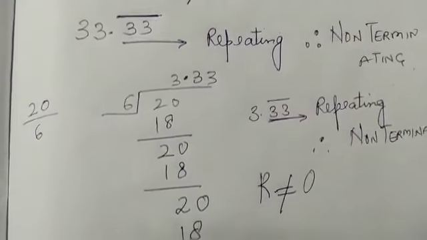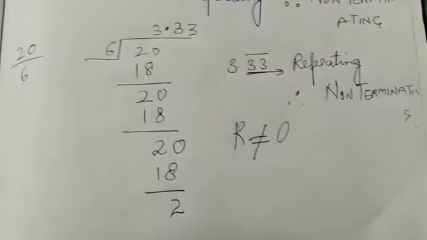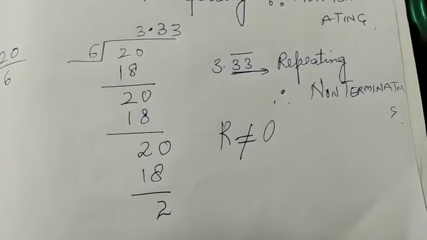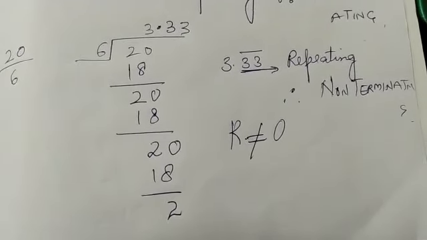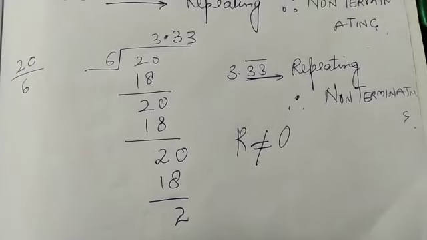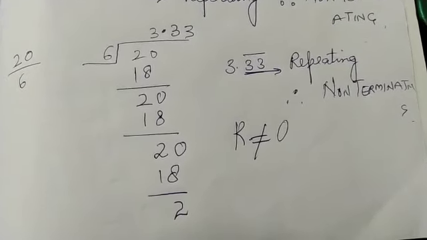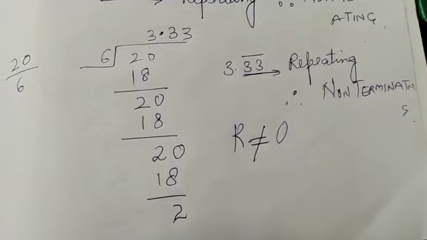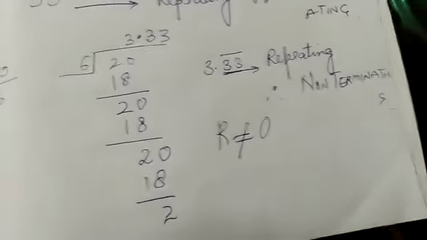We can see one more example. See here 20 upon 6. You divide 20 by 6. You will observe that we are getting a remainder not equal to 0 and in the quotient after the decimal, 3 is repeating. So if we are not getting a remainder 0, it will be termed as non-terminating decimal.